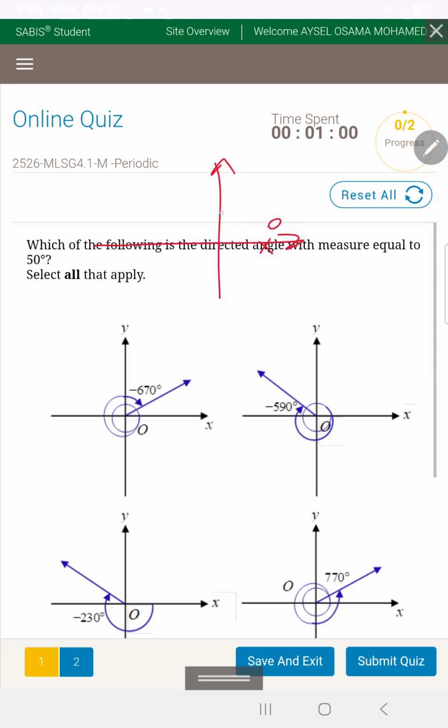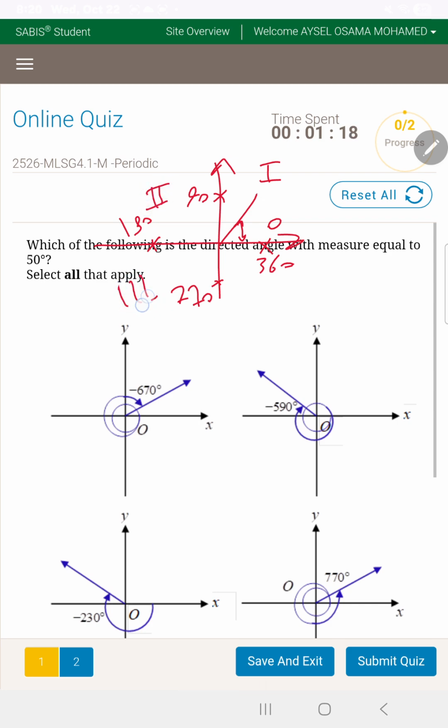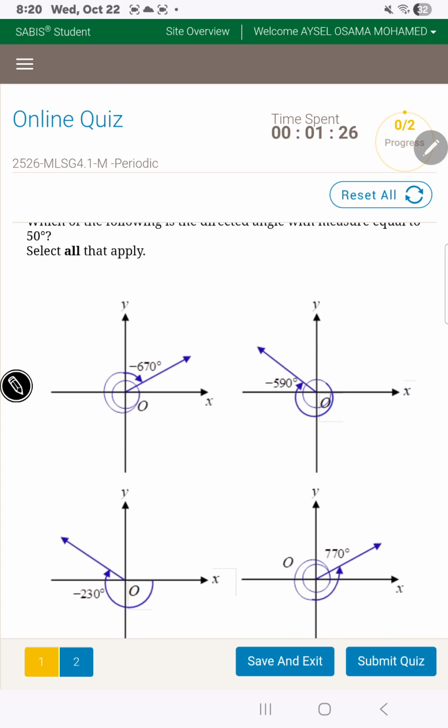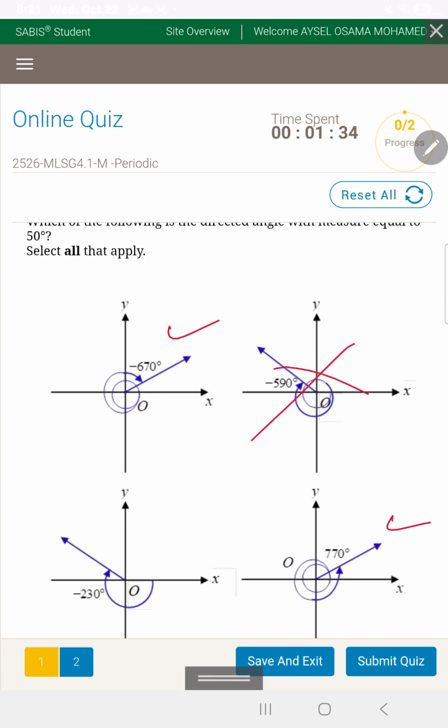So here you have 0, 90, 180 and 270, and then here 360. Any angle in the first quadrant here will be 50. Remember, this is the first quadrant, this is the second quadrant, this is the third quadrant, and this is the fourth quadrant. Now the possible options here will be angles in the first quadrant, like this one and this one. This is not in the first quadrant, this is not in the first quadrant.